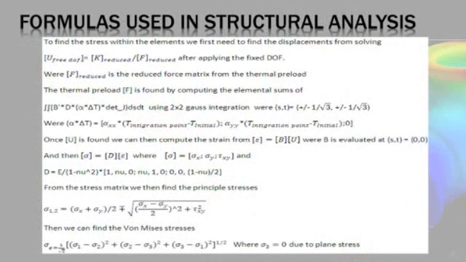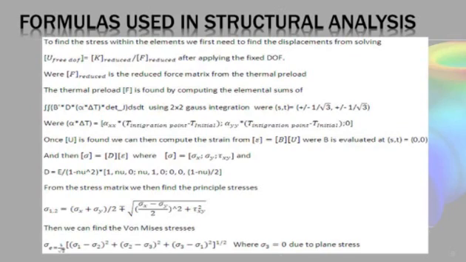To find the stresses within each element, we first need to find the displacements of each node. To do this, we need to calculate the force matrix from the thermal preload. The force matrix for each element is calculated using 2x2 Gauss integration of B prime times D times alpha delta T times the determinant of J, where alpha delta T is the thermal expansion coefficient times the temperature at the integration point minus the initial temperature of the body.